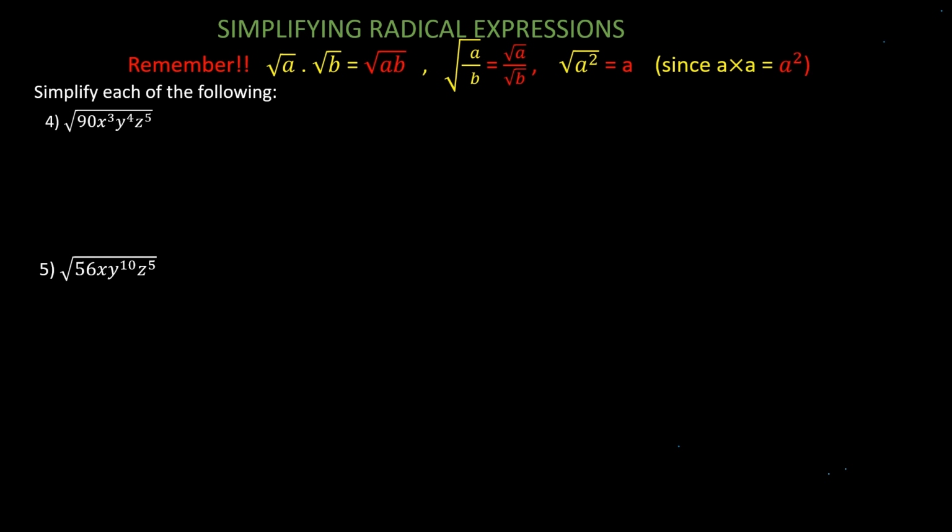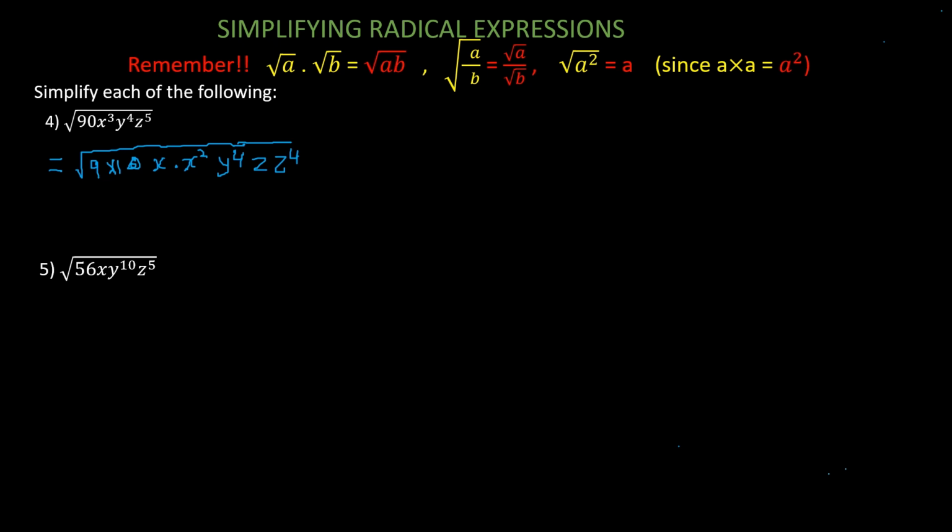In example number 4, we have numbers and symbols. Let's see how to solve it. Actually, we know before that 90 equals 9 times 10, and x to the power of 3. Take care, if the power is odd, take one alone. It's going to be x times x to the power of 2, so that the power is even and one power odd is left inside the root. Then y to the power of 4, the exponent is already even, so leave it as it is. z to the power of 5 we will make as z times z to the power of 4.